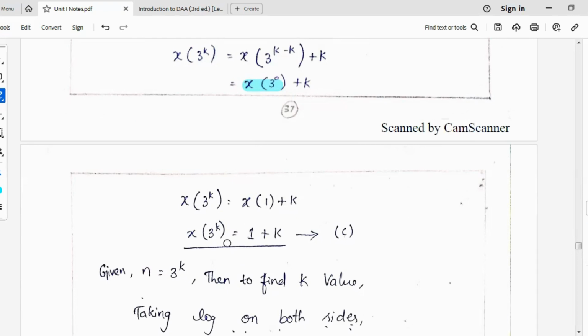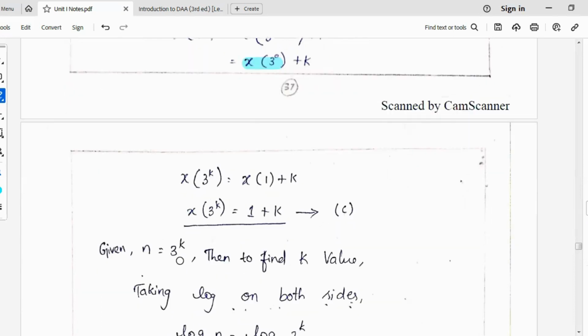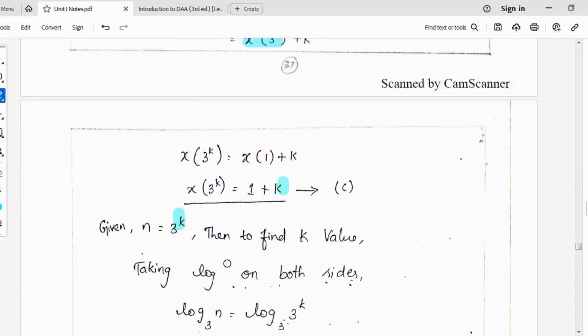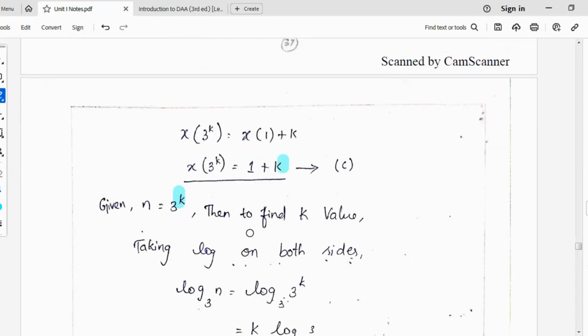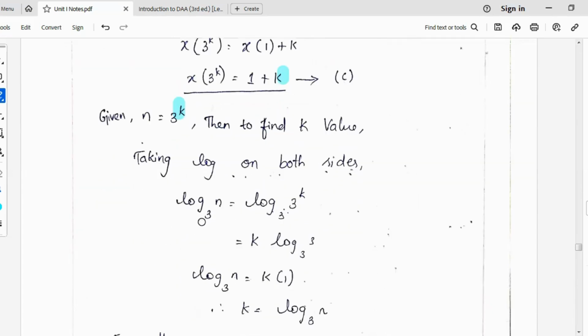Already we know the n value is 3 power k. We have to find the value of k so that I can give the final solution in terms of n. So I use n equal to 3 power k. I can take log on both sides so that I can eliminate this power. So I'm taking log to the base 3.